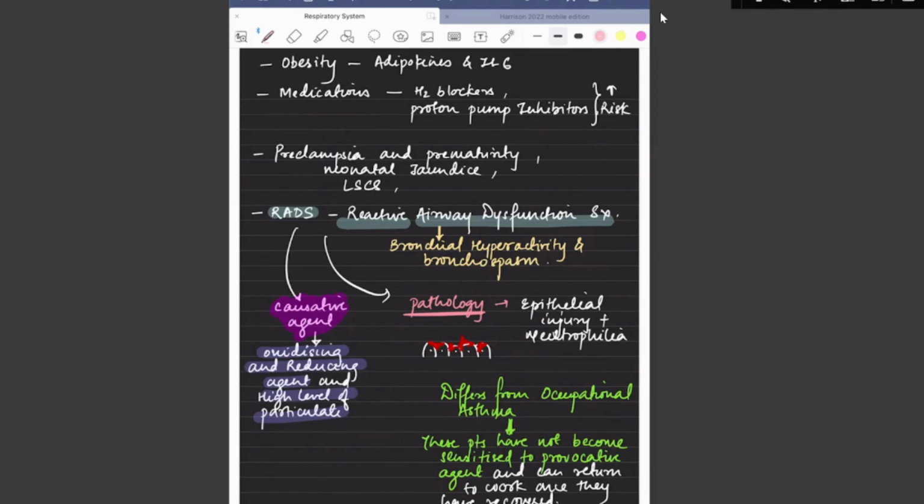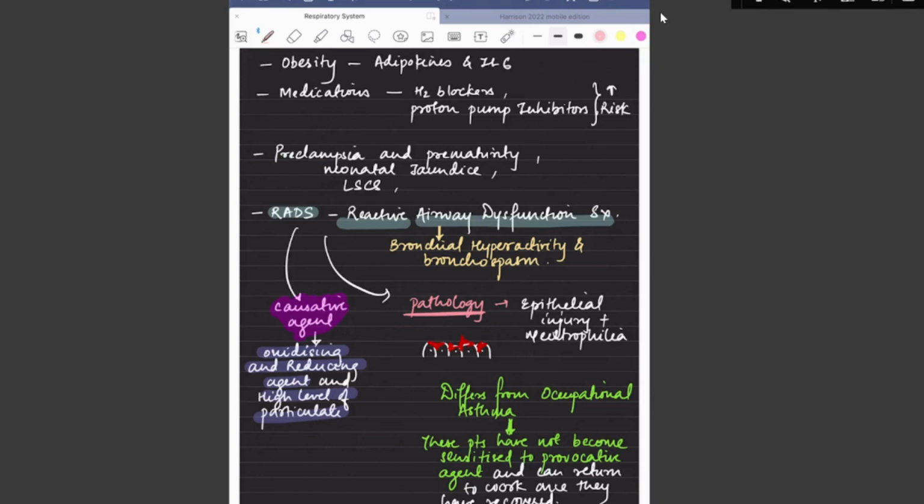Now, reactive airway dysfunction syndrome. It is nothing but bronchial hyperactivity and bronchospasm. The causative agents are oxidizing and reducing agents and a high level of particulates. The pathology includes epithelial injury along with neutrophilia. It differs from occupational asthma. These patients have not become sensitized to a provocative agent and can return to work once they have recovered.